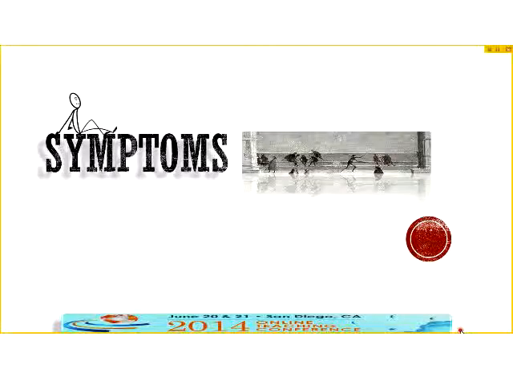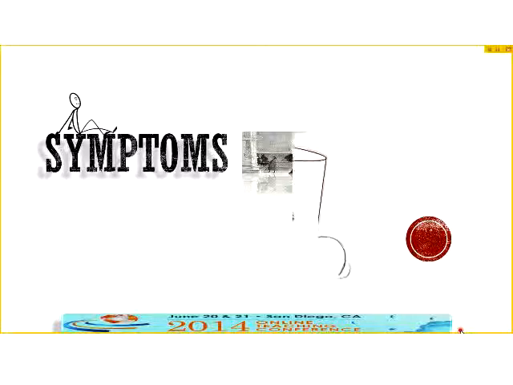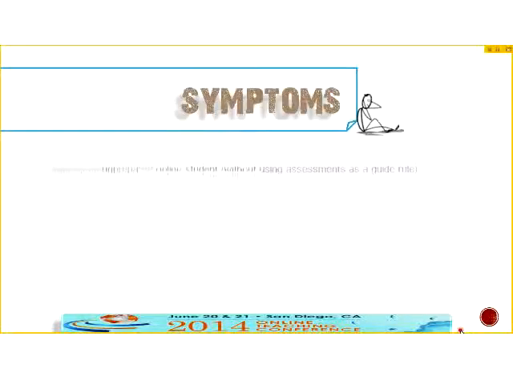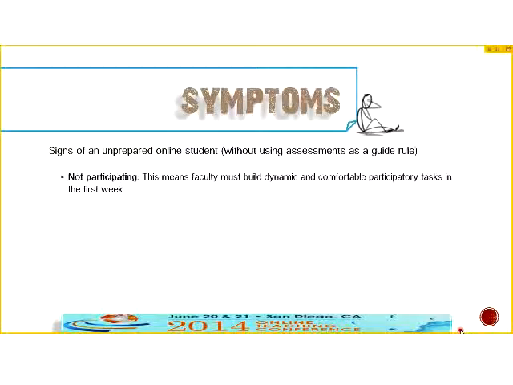Now, here are some of the symptoms that we're going to talk about for determining whether students are prepared or not. Personal, job, program, and technology-related reasons: these are the 4 reasons why online students drop their classes. Some of the symptoms: they're not participating. If they're not participating, then the dynamicism of the class is too threatening for them. It isn't as comfortable as it really needs to be for them.